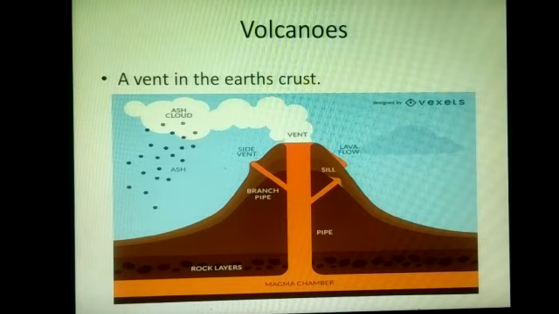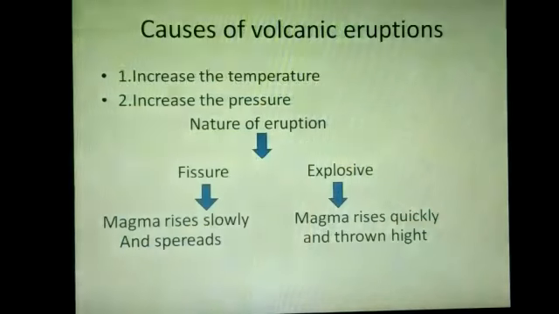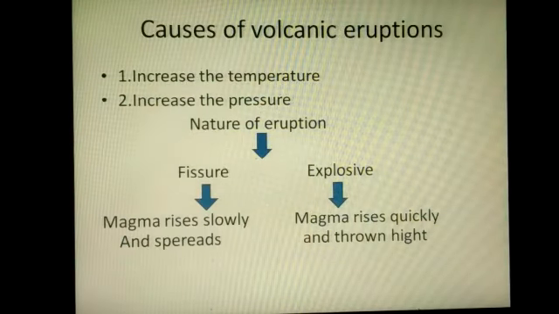Let's see the causes of volcanic eruption. The temperature increases as the depth increases. There is also greater pressure under such conditions. The magma dissolves a large volume of gas. Some of the gases escape through the weak spots in the earth's crust. Do you know, students? The study of volcanoes is called volcanology. People who study volcanoes are called volcanologists.